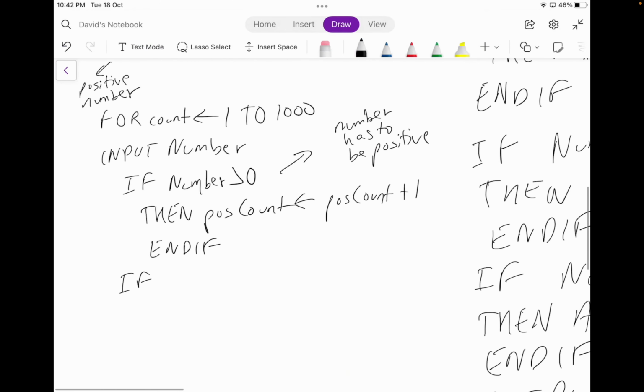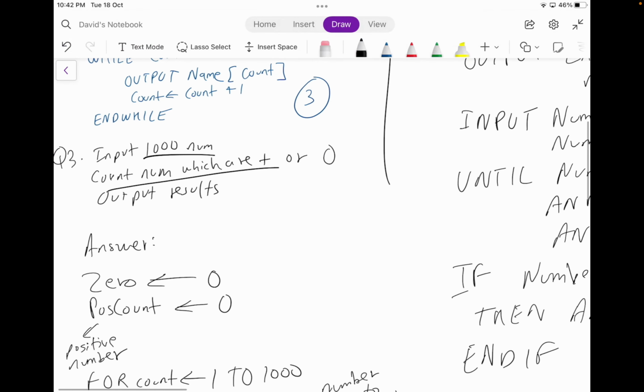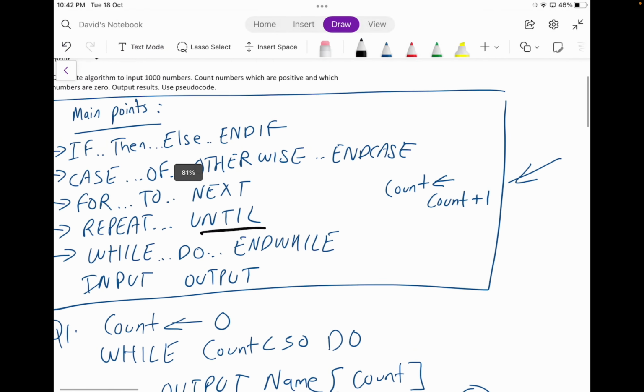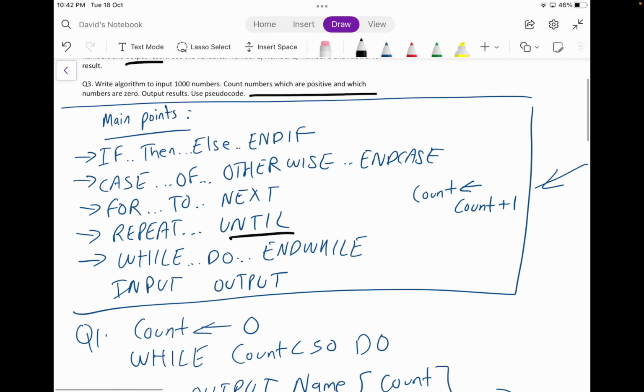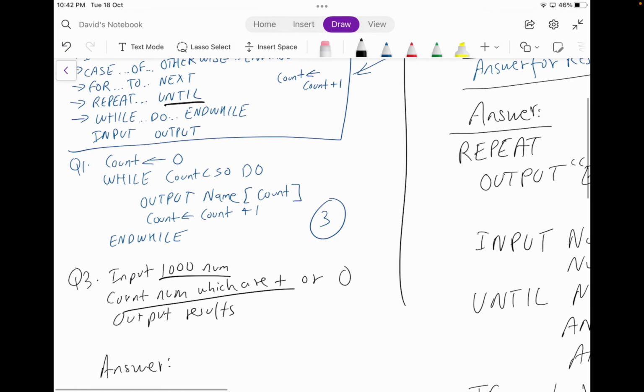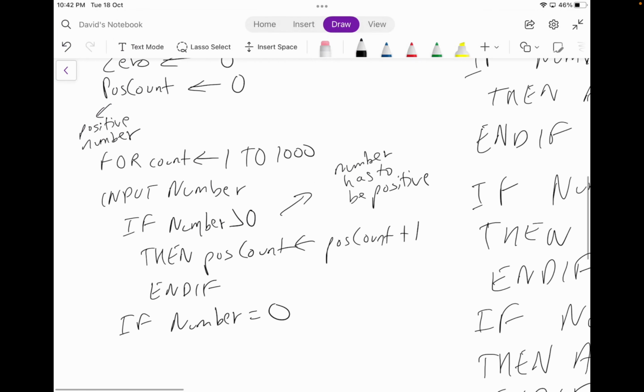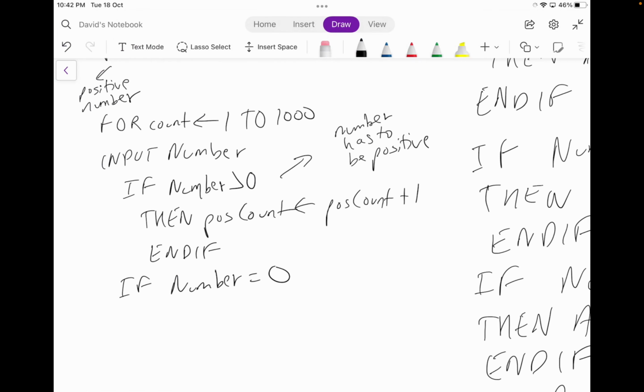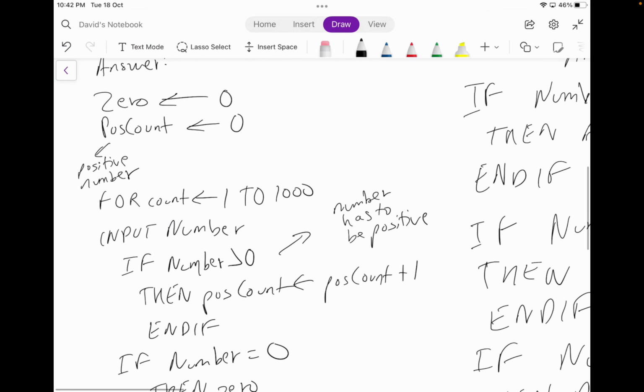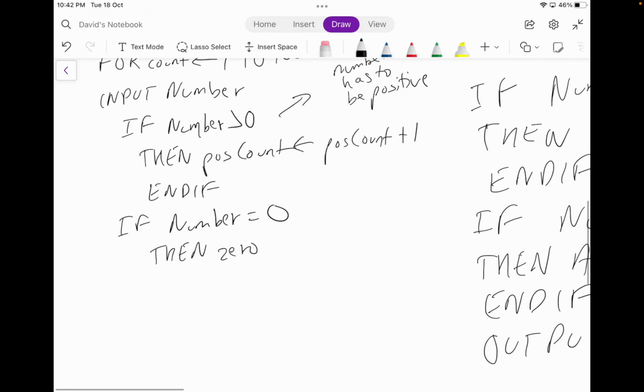Then again, we're going to write down IF number. Now this time, if you go back, the question is asking us to count numbers which are positive and which numbers are 0. So if we look at the answer that we have written down, we have to say if the number is 0, then the variable that we have stored here is going to be incremented by 1 as well. So it's going to be 0 plus 1, and we're going to mention an END IF clause there.